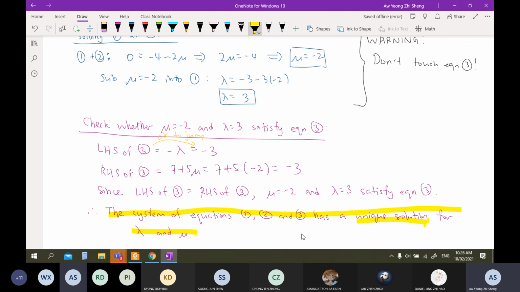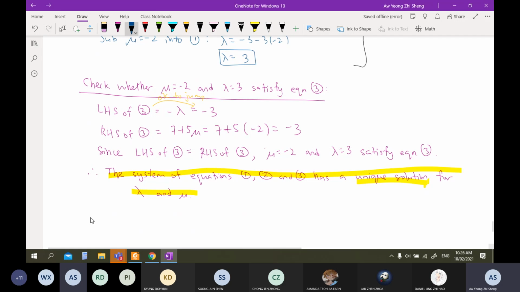Okay, so since there is only one pair of mu and lambda that satisfies all three equations, that means the two lines intersect at one point. Right, then at the end we can conclude, therefore, L1 and L2 intersect. Okay, so here's the final conclusion.